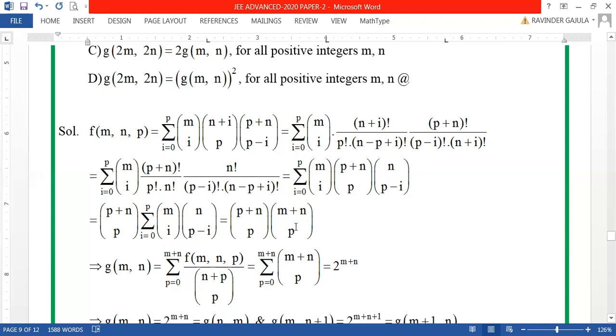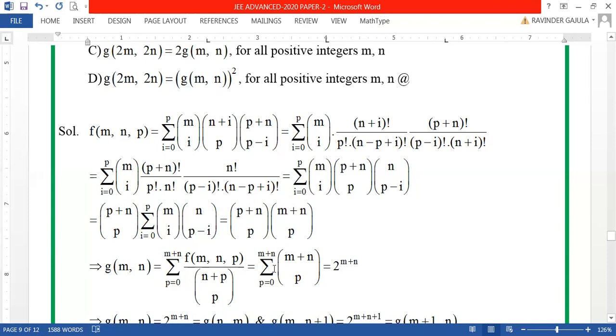Now this product (p+n)Cp into (m+n)Cp, which is Gmn here. Okay, so this product is FmnP. Now what will be Gmn? Sigma p equal to 0 to m plus n, FmnP can be written here divided by (n+p)Cp. Cancelling that, the remaining is (m+n)Cp.